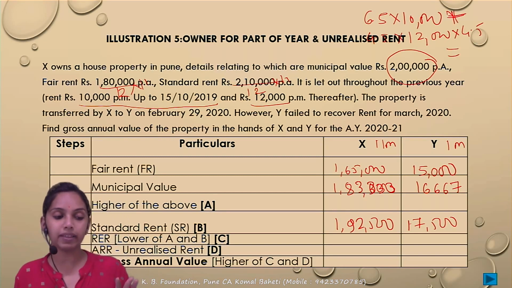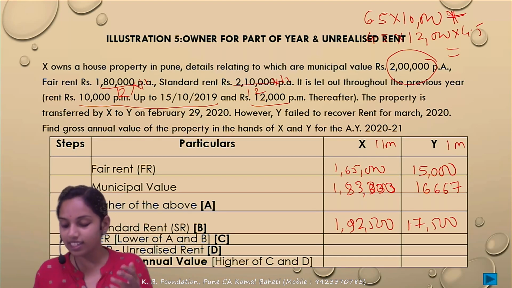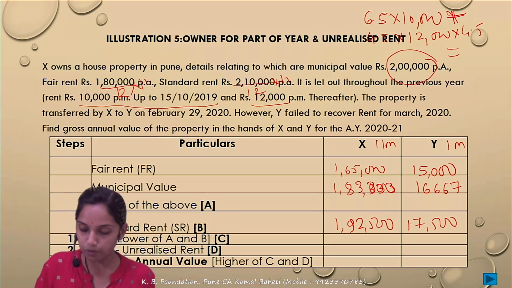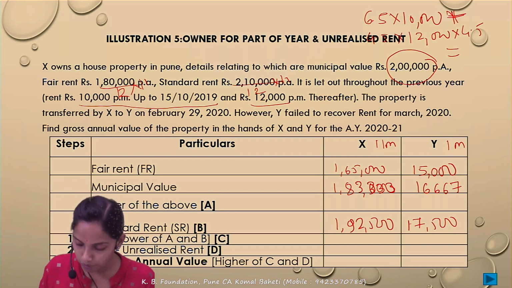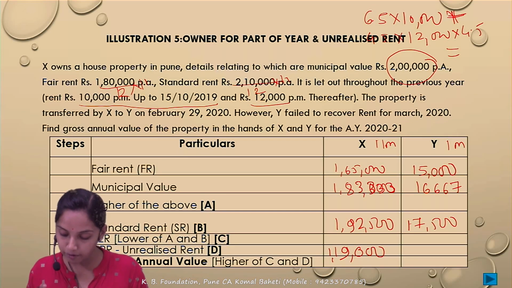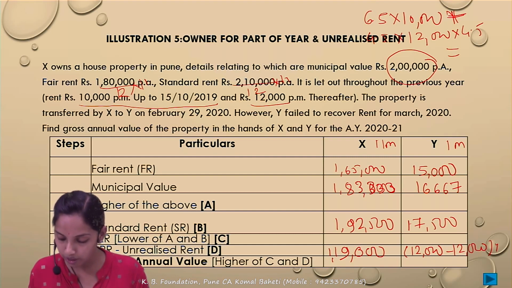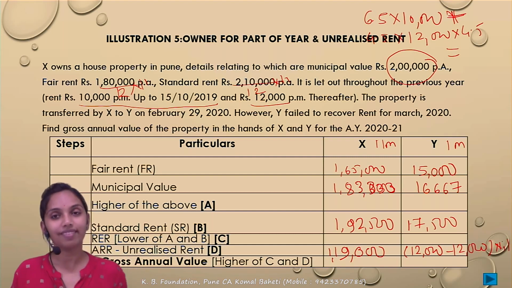इसके X के case में there is no unrealized rent. Correct. In the Y case there is unrealized rent, but for the X there is no unrealized rent. So how much will become actual rent? It comes to 1,19,000. Correct? Yes. Next, what is the actual rent for the Y? Actually 12,000. But unrealized कितना है? पूरा का पूरा unrealized है ना? तो 12,000. तो actual rent कितना हो जाएगा? Nil. Have you got it?